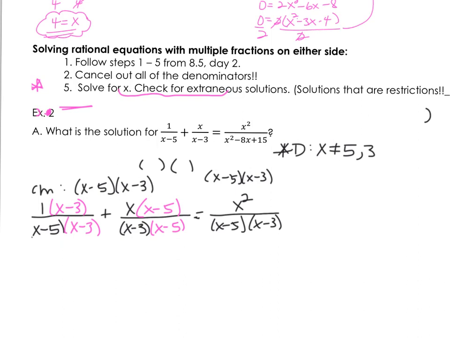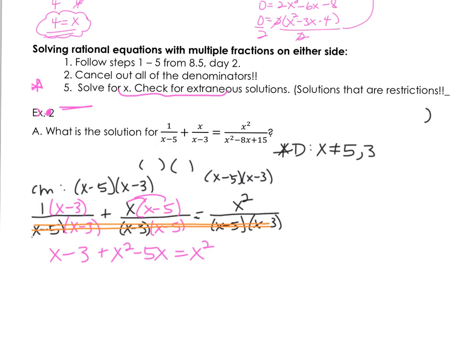x plus 3, or excuse me, x minus 3 just stays x minus 3. We'll distribute the x in, x squared minus 5x. On the right, set it equal to x squared. And now the fun step, we can totally eliminate the denominators. We're not solving those when we solve equations. We're just solving what's in pink down below.